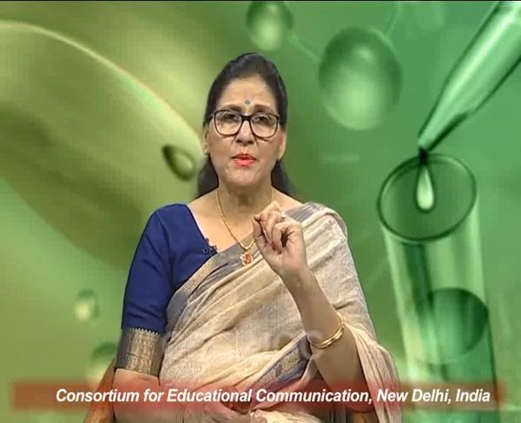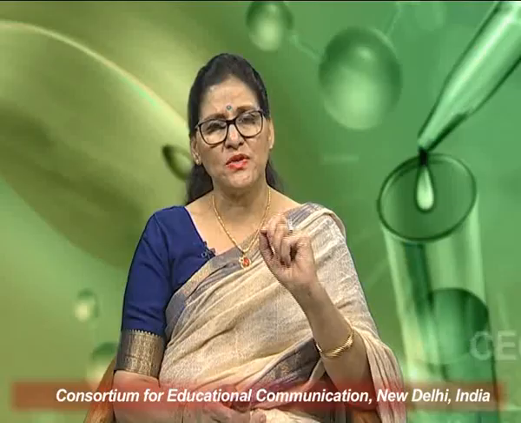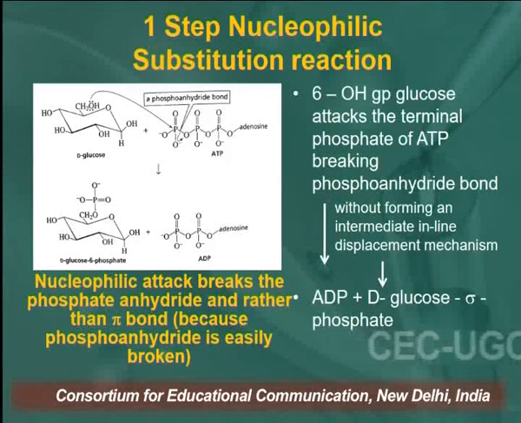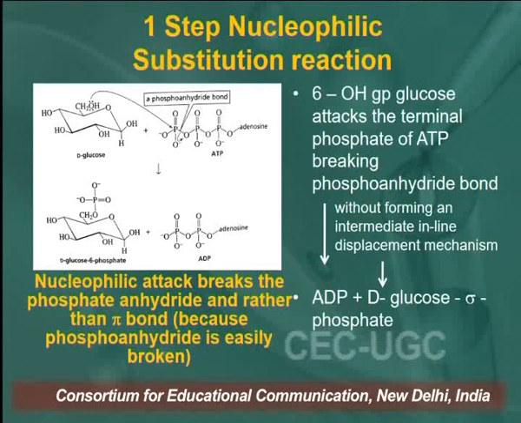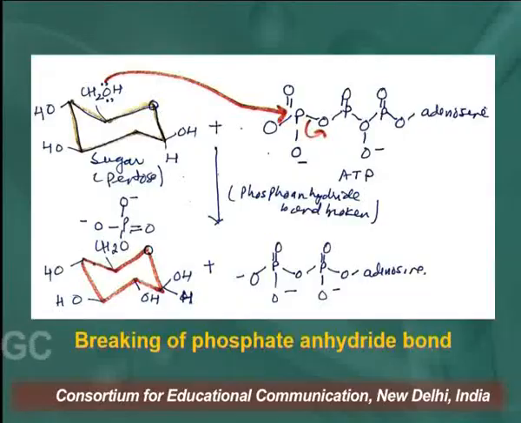There are certain types of nucleophilic substitution reactions that take place, and the nucleophilic attack breaks the phosphoanhydride bond rather than the pi bond, because the phosphoanhydride bond is easily broken down. So, ATP plus D-glucose: the OH group of glucose attacks the terminal phosphate of ATP and breaks the phosphoanhydride bond without forming an intermediate. So, it is an inline displacement mechanism, a breaking of the phosphoanhydride bond.